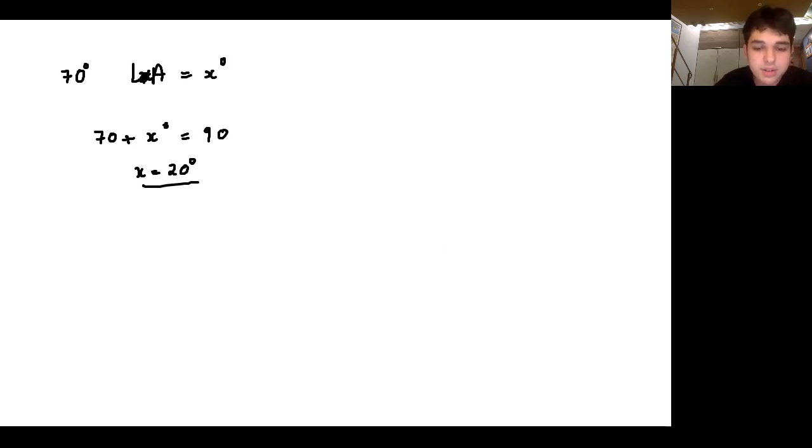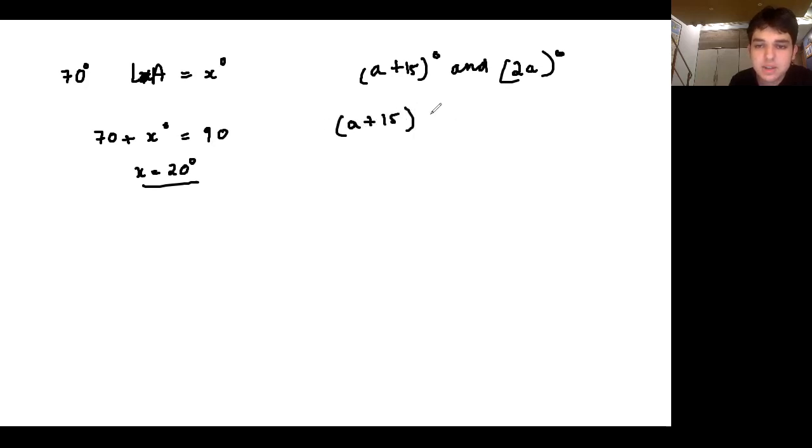Or for example, if the question said that angles of measures A plus 15 degrees and 2A degrees are complementary, what is the measure of each angle? So what do we have? We have angles of A plus 15 degrees, and 2A degrees. Now, if they're complementary, that means that A plus 15 plus 2A is equal to 90.